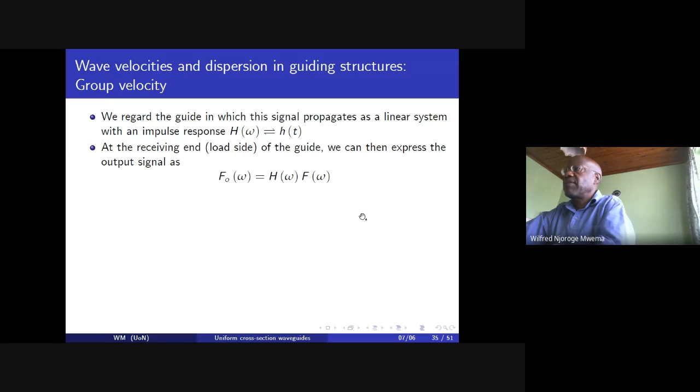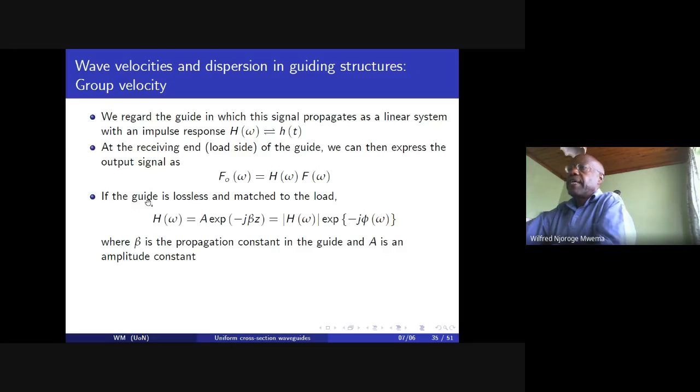I don't know. So if the guide is lossless and matched to the load, then H(omega) is just going to be given by A multiplied by the exponent of minus j beta z, which we can write as A exponent of j phi(omega), where phi(omega) is the phase response of that system. Beta is the propagation constant in the guide, and A is an amplitude constant.